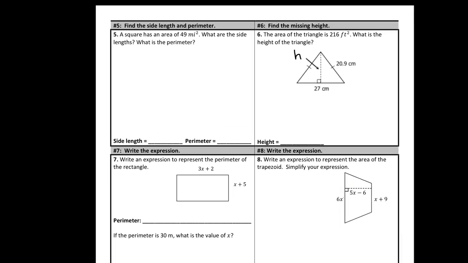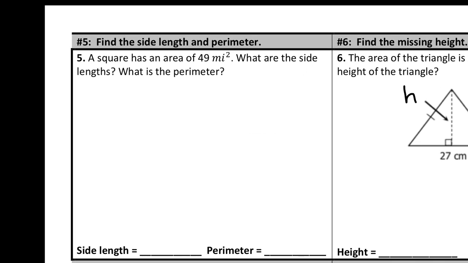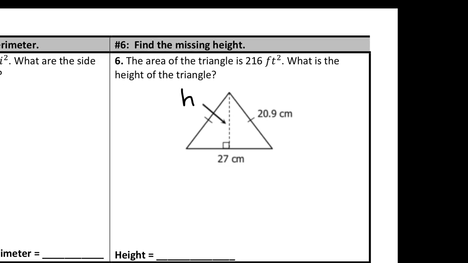All right, looking onto the back. A square has an area of 49 square miles. What are the side lengths? What is the perimeter? Again, for this, you're going to use your area formula for a square, which is that area equals side length squared. You're going to plug in what you know and solve for what you don't. Remember that the way that we undo squaring is with a square root. Those are inverses.